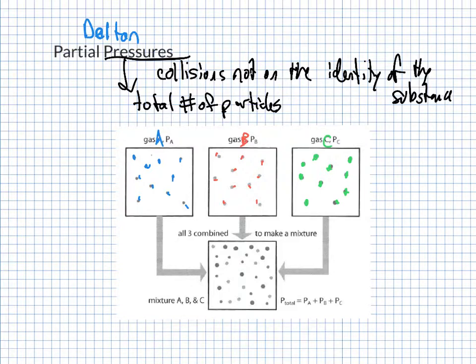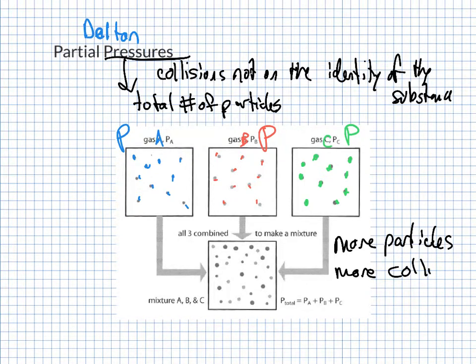So you're going to have some amount of pressure that comes from all of the collisions going on for A. You're going to have some pressure coming from all of the collisions with B, and you're going to have some pressure that is occurring because of all of the collisions going on with these particles C. So if you combine them all, what that means is you have more particles. And if you have more particles, that means you have more collisions. And if you have more collisions, what you have is more pressure.